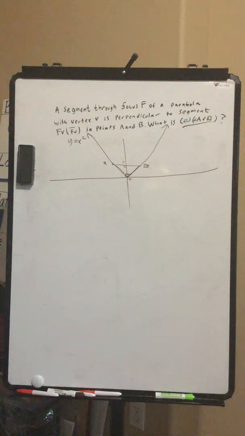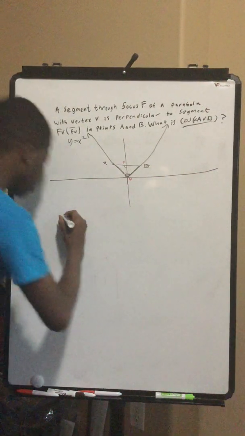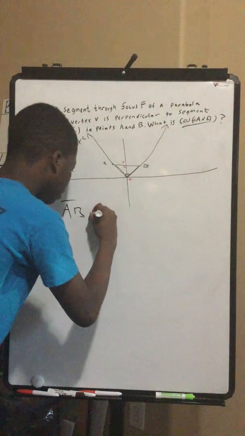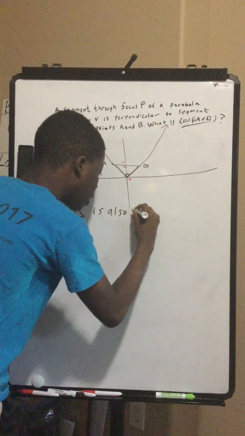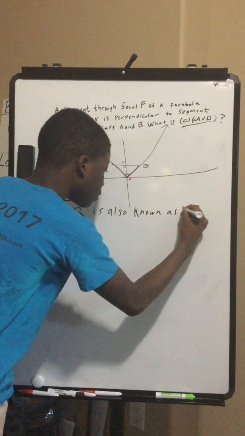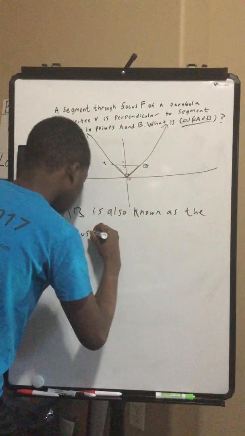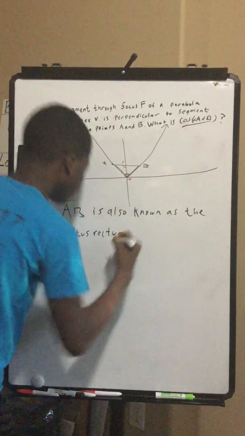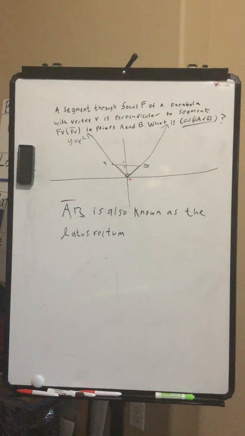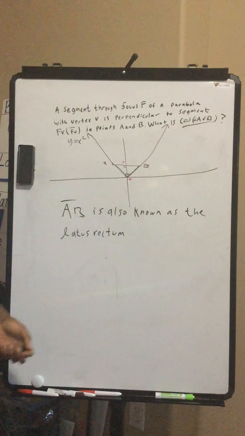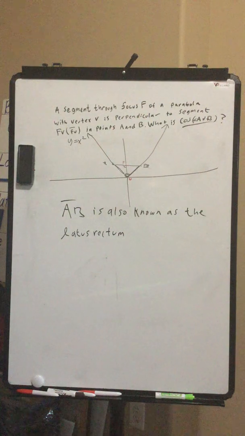Also note that we didn't cover this in my last video, I forgot to, but segment AB is also known as the latus rectum. And don't worry about the value of the latus rectum yet. As we do this question, in fact, the very first step is to calculate the value of the latus rectum. But if you have it memorized, good for you. We're going to derive the value of the latus rectum. It's just good to know that the latus rectum is also known as AB.